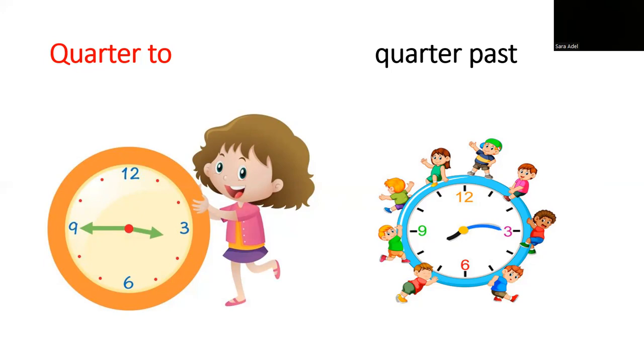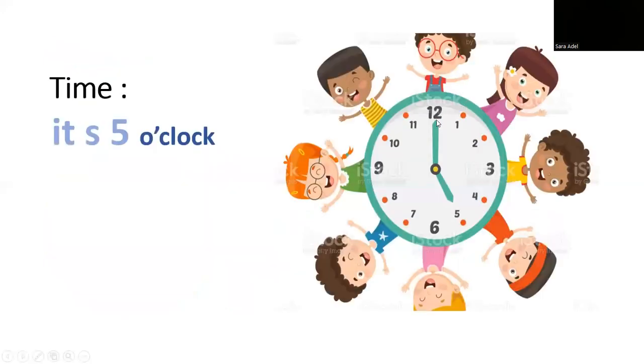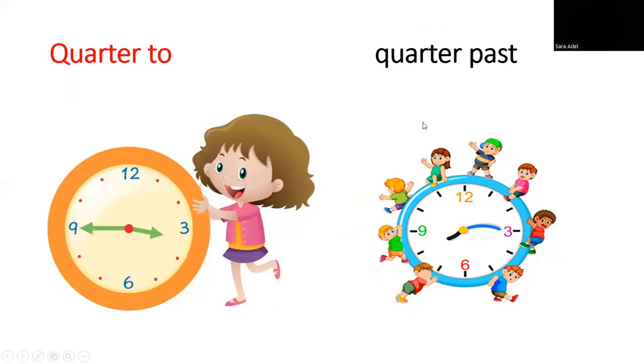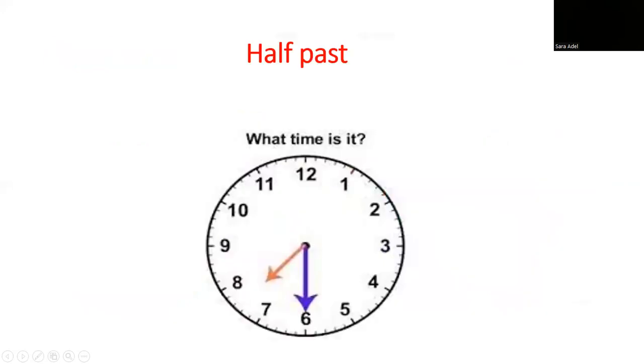Now we take 3 cases. When the minute hand stands on 12, it will be o'clock. Second case, when the minute hand stands on 9, it will be quarter to. The third case, when the minute hand stands on 3, it will be quarter past. In the fourth case, when the minute hand stands on 6, it will be half past.